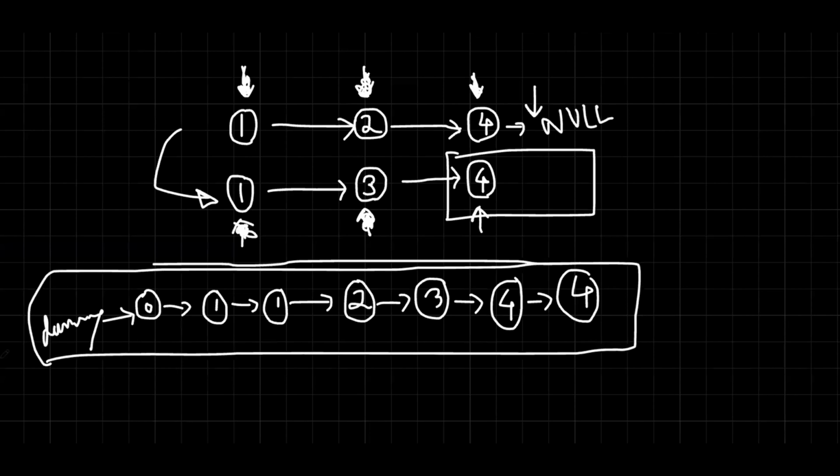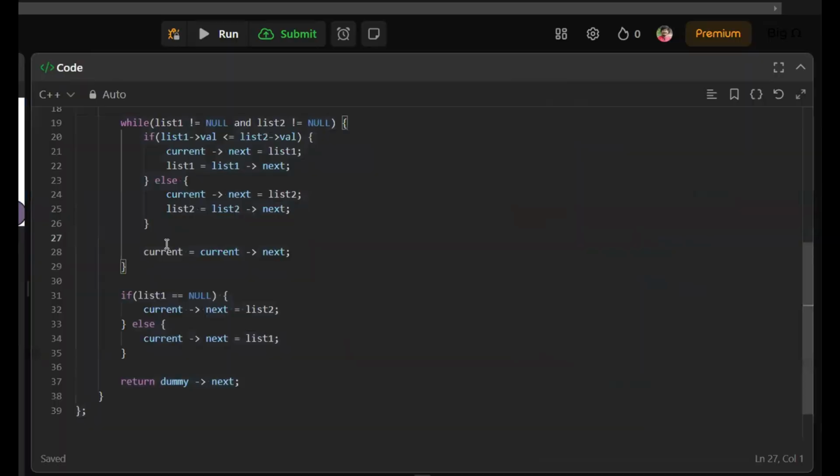So we have to simply return the dummy's next. That means we have to simply return this portion of the linked list, which is the desired merged output of this algorithm. I hope you understood the algorithm. Now let's move on to the code.